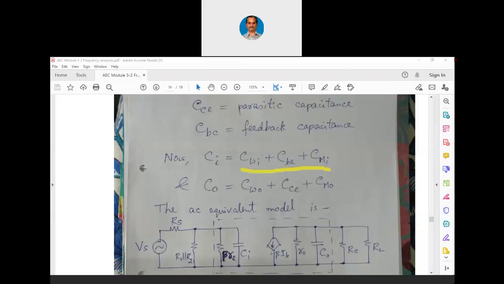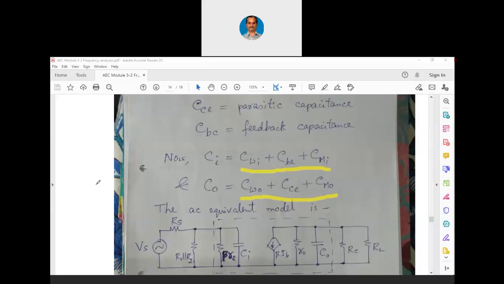Similarly, at the output we have beta into IB, then we have small r naught, that is part of the transistor itself. In addition, for the high frequency, we have the C naught now, that C naught is nothing but CWO plus CCE plus CMO. Later on, at the output, we have this capital RC, which is the physical resistance in the collector. Later on, we have this RL, or the load resistance.